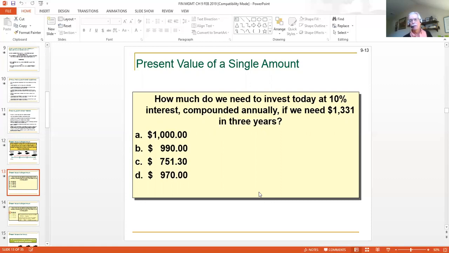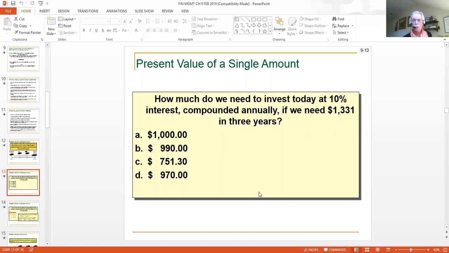And in fact, if we want to find out what we need today at 10% interest compounded annually, if we want to get to the $1,331 in 3 years, we're trying to determine what's the present value of that future amount of $1,331. So we would use the PV function, accessing under the FX function in Excel towards the top or across the ribbon, you get financial formulas, and access the present value formula, you get a drop-down box.